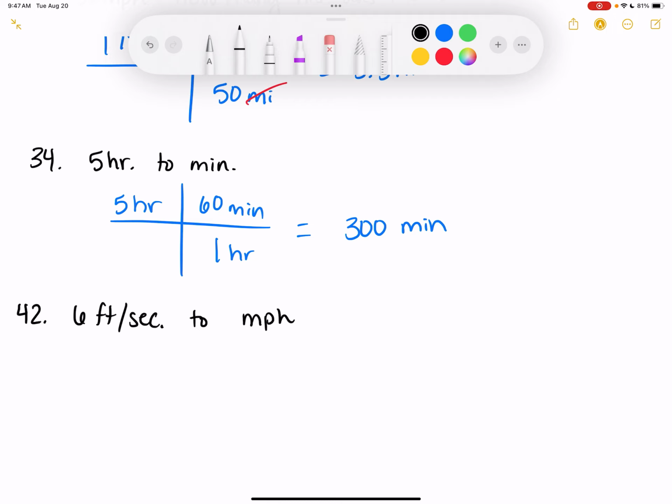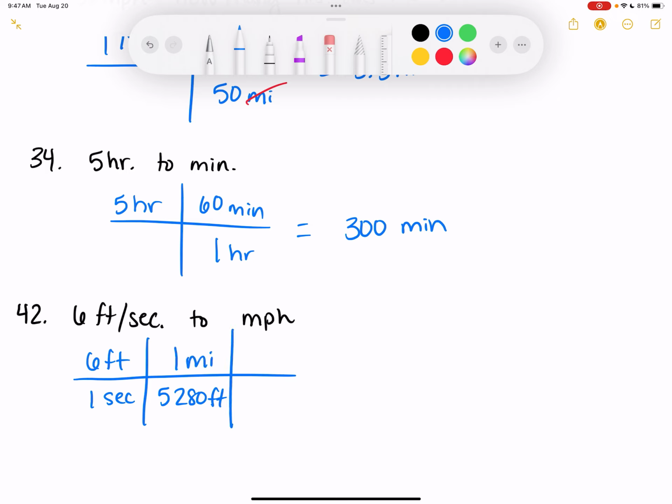If you do my tic-tac-toe board, you can do everything at once. So we have the 6 feet here, so you have 6 feet per 1 second. What's the conversion for feet to miles? It's from 3rd grade. 5,280. Yep, 5,280 feet in 1 mile.